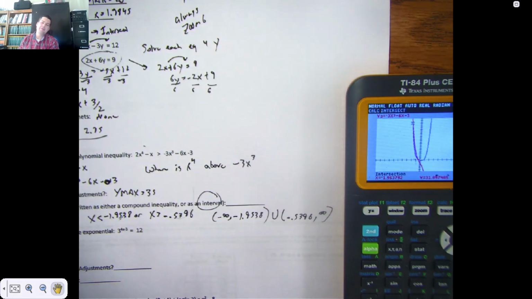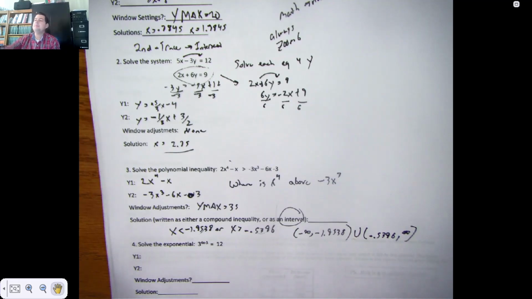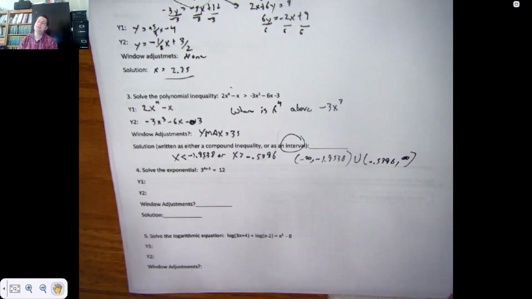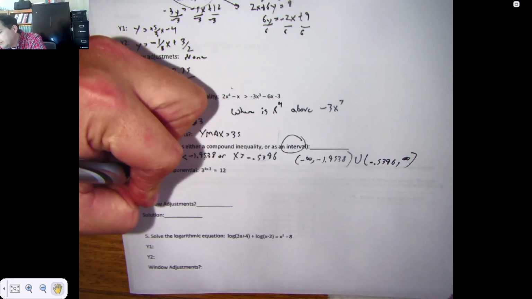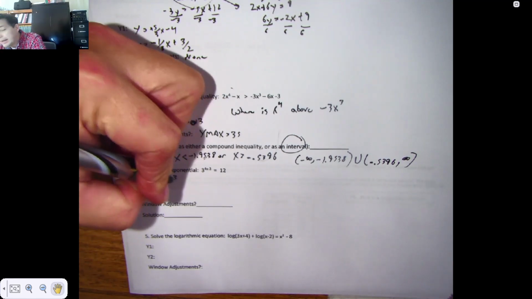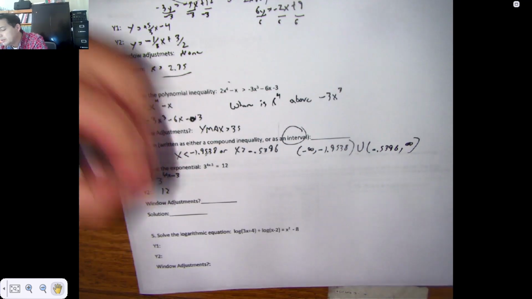And I will probably make whatever's on your quiz not as rough, but this is a practice sheet, so who cares? It can be a little bit harder. Solve the exponential equation. That's something we'll be doing after we get back in January, learn how to do these by hand. But a TI-84 can solve any real answer. They can find any real solution.